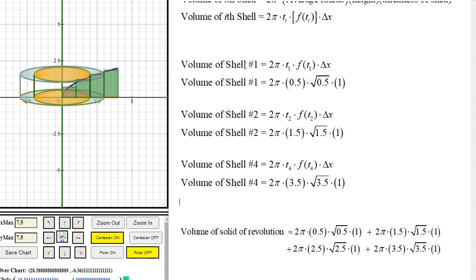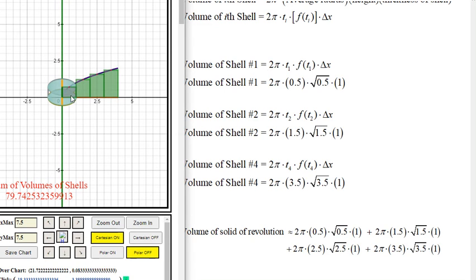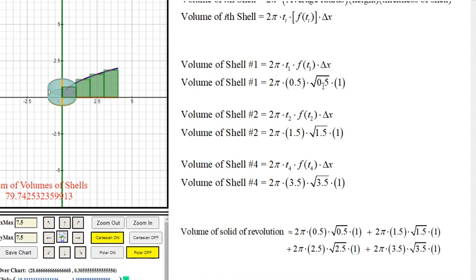So for shell number 1, it'd be 2 pi times the average radius, or t sub 1, which is 0.5. And then the height of shell number 1, so let's move to shell number 1. The height of shell number 1 would be f of t sub 1, which is the square root of 0.5. And then the thickness of the shell is 1. So this is the volume for shell number 1.